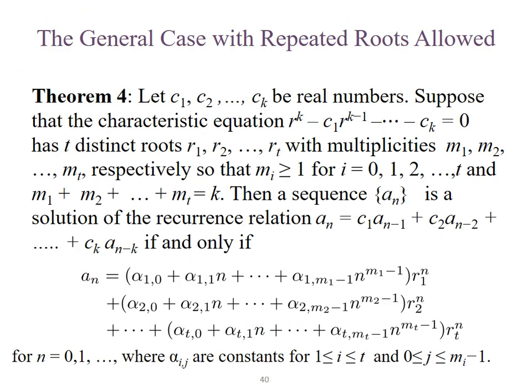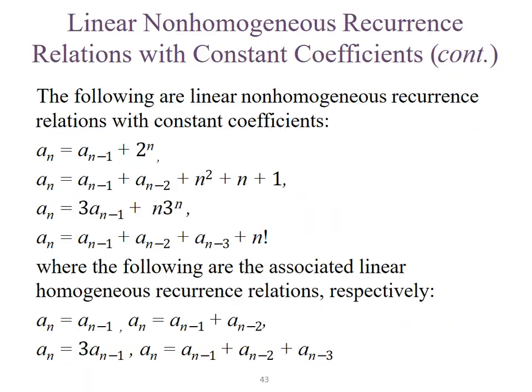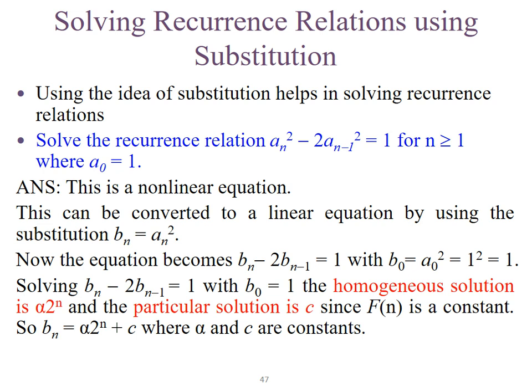If you forget, we have our previous example of the Tower of Hanoi. Just replace the terms H_n, H_{n-1}, H_{n-2} by the previous terms, and in the end you will have something like 2 to the power of n minus 1. Okay, so now we just replace this recurrence relation: a_n squared equals 2 times a_{n-1} squared plus 1, with a_0 squared equals 1.